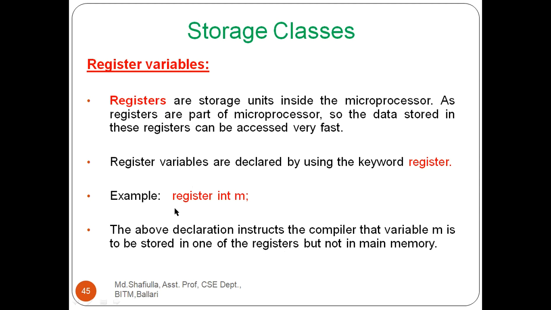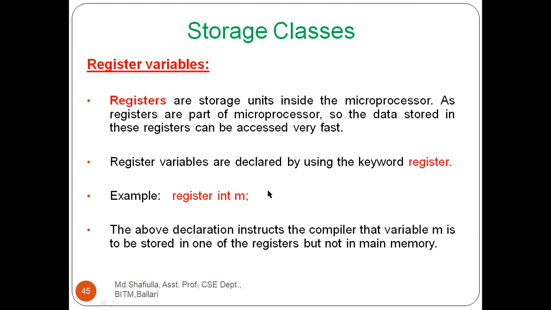Why? Because you have used the word register. Why are you trying to store m in register? Because you want to access it very fast. So remember, there is very little space left for registers. So you cannot store all the variables in registers. Frequently accessed variables can be stored in registers. For example, loop control variables can be stored in registers.